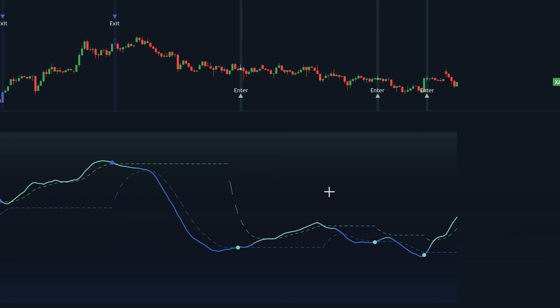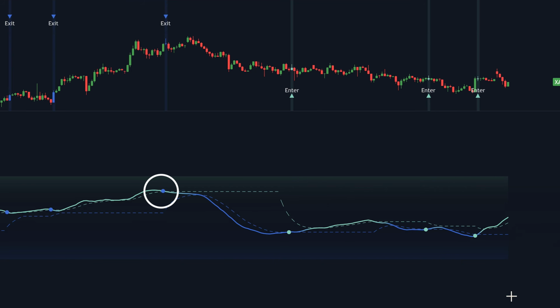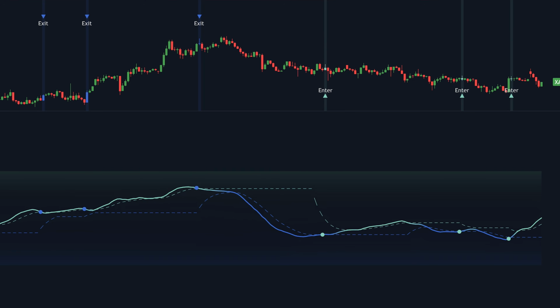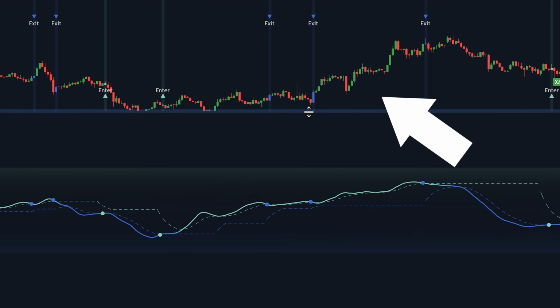For a short position, we do the opposite. Look for blue circles when the oscillator crosses below the upper DSL line. Then proceed to exit the short position on the entry signal that will be generated later.